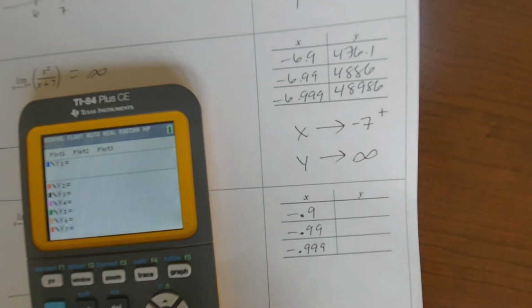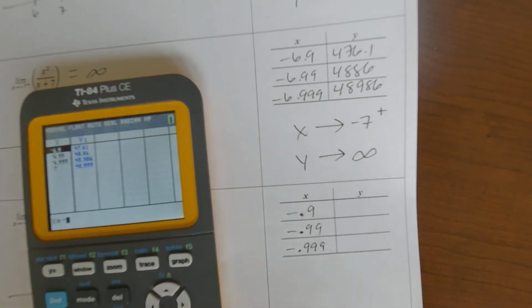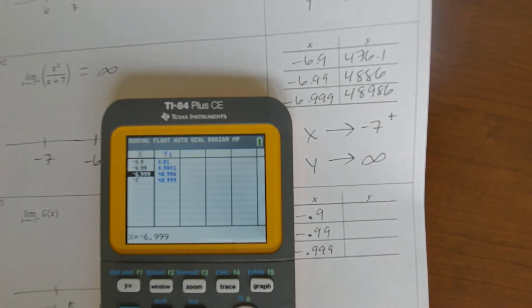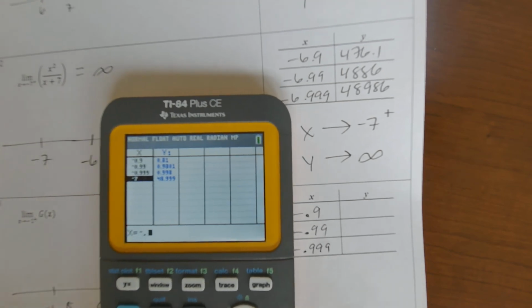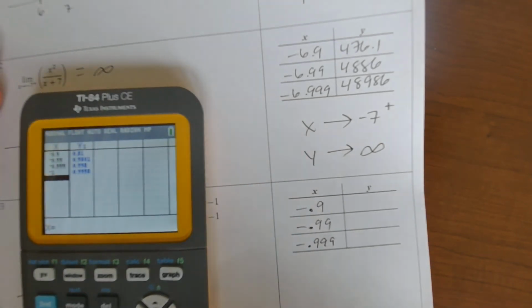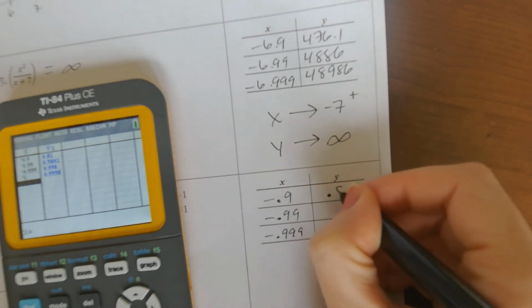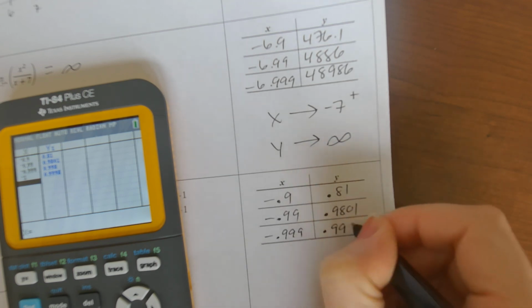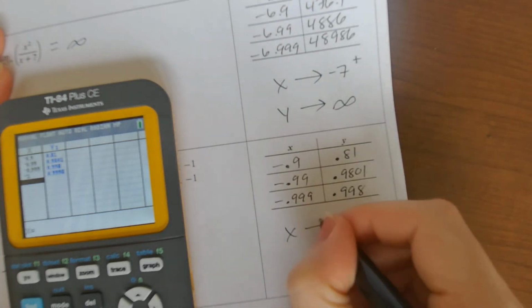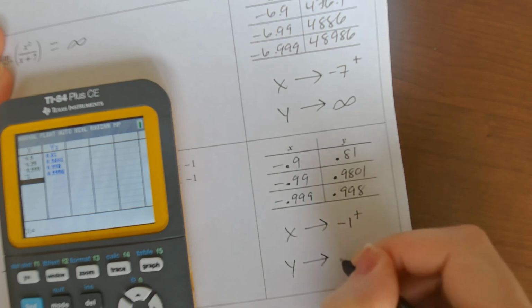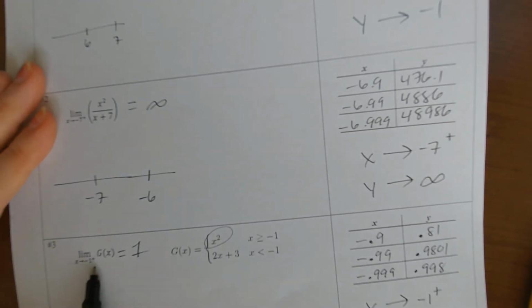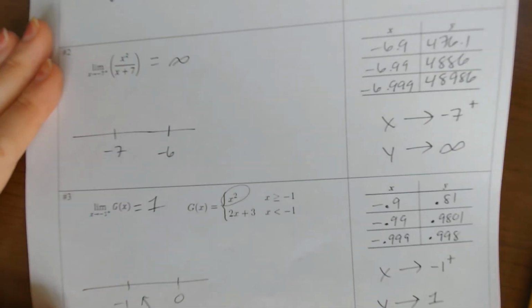So I go to y equals just x squared, negative 0.9, negative 0.99. So blurry. Bothers me. Okay, so we've got 0.81, 0.9801, 0.998. So as x is approaching negative 1 from the right, y is approaching positive 1, which means that the limit as x approaches negative 1 from the right of g of x equals positive 1. Okay, so there's that.